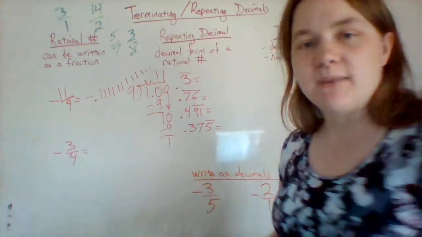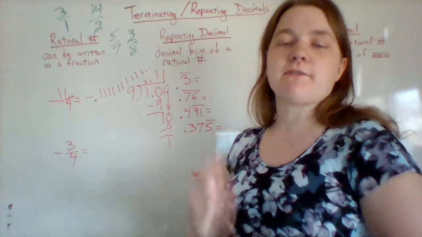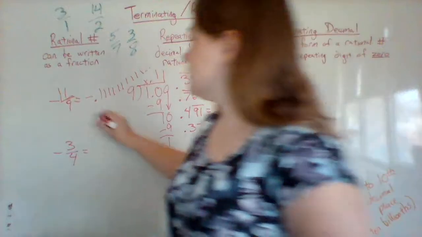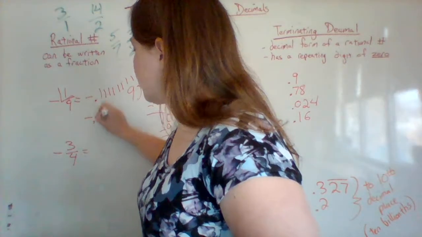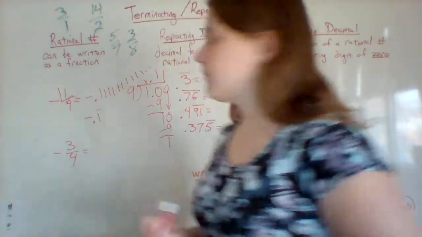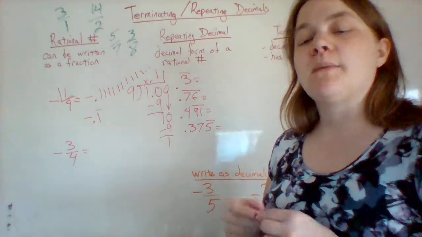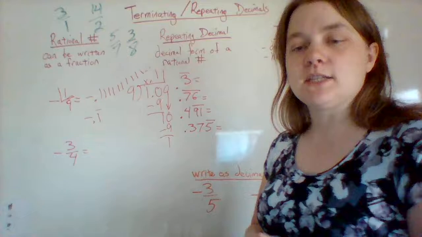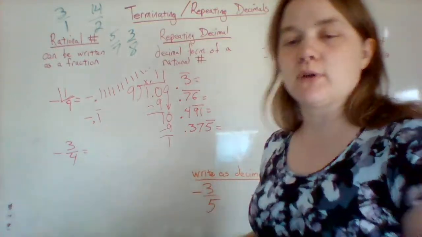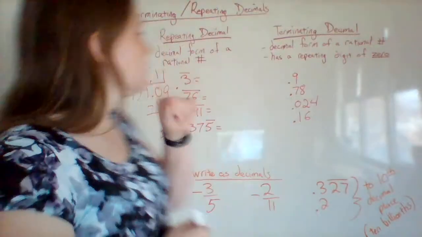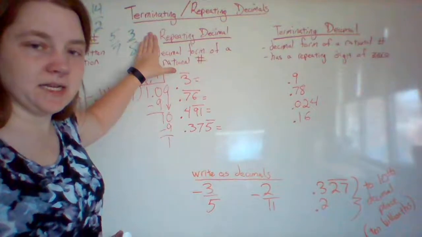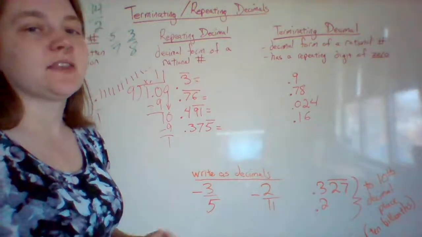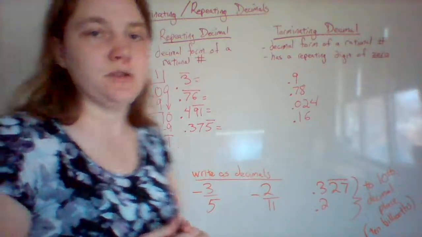But we don't want to have to keep writing this over and over and over again because I'll never finish recording the video. So instead, I'm going to write negative 0.1 with a bar notation on top. And that bar notation on top is going to tell us that 1 is going to repeat over and over and over again. So that is a repeating decimal. There are times when it will look like there is nothing repeating when you finish.